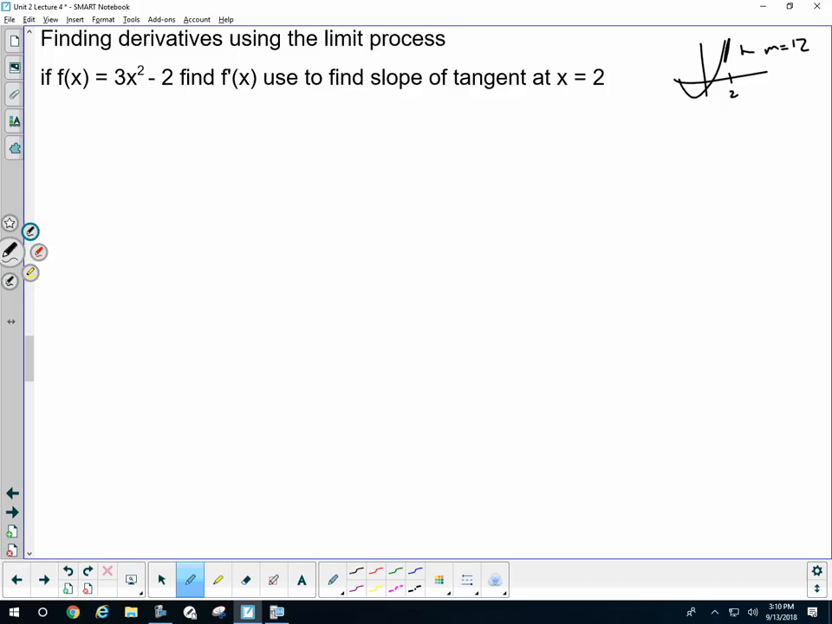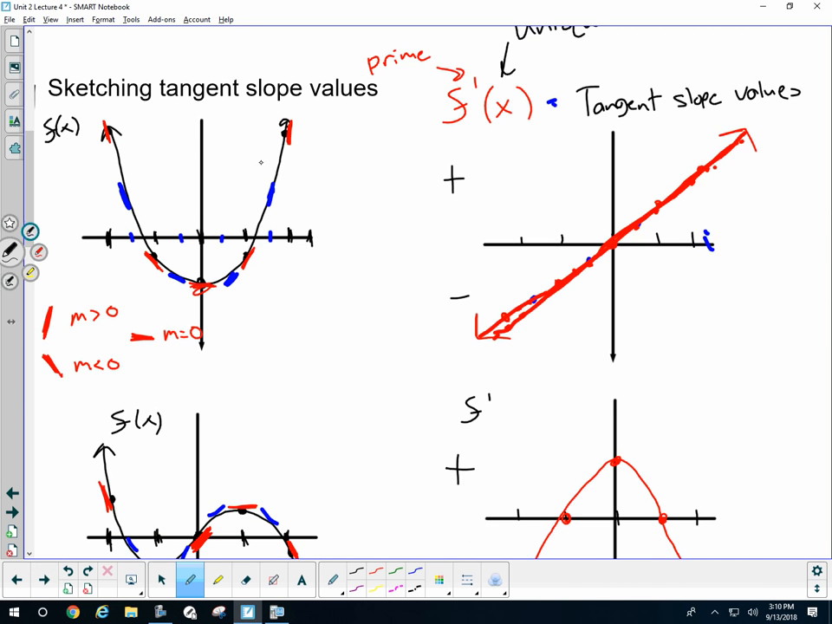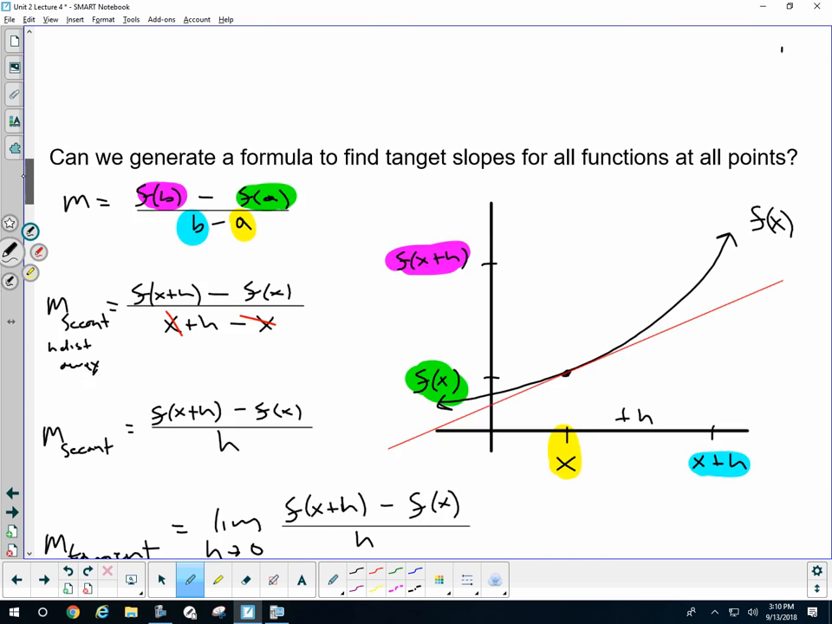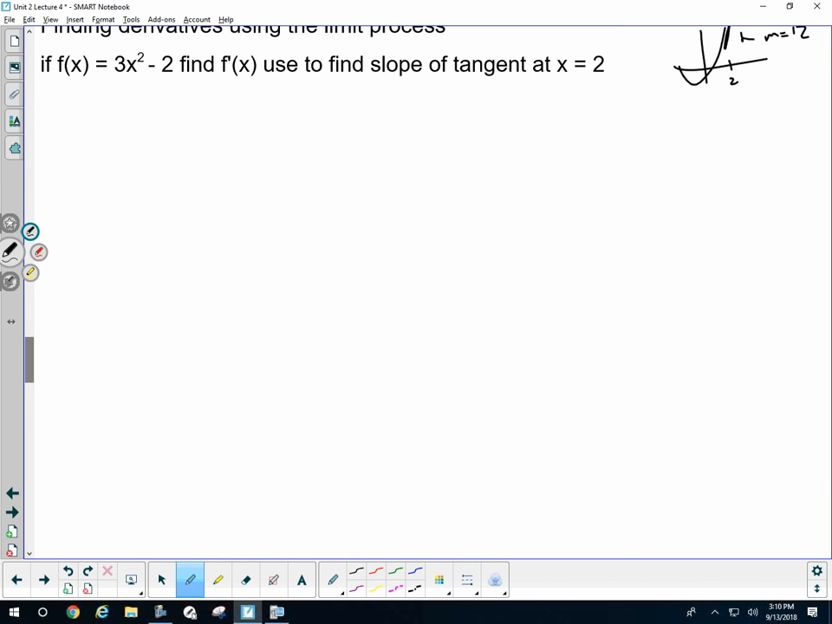Okay. So, I want to find f prime of x. I want to find the equation for the graph that we found. Now, 3x squared minus 2, what does it look like? It looks like this. My goal is to find the equation for this line. What is this equation? Okay, so here we go. We are going to use our magical formula. f prime of x will equal the limit as h approaches 0 of f of x plus h minus f of x all over h.